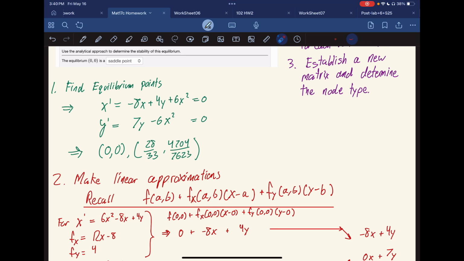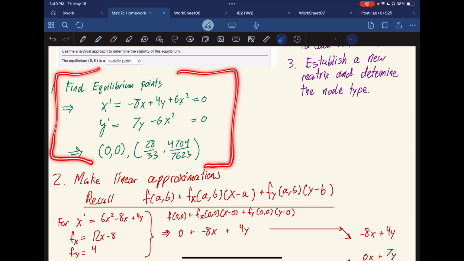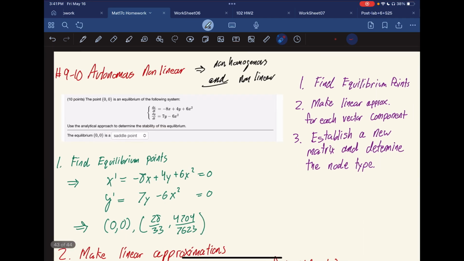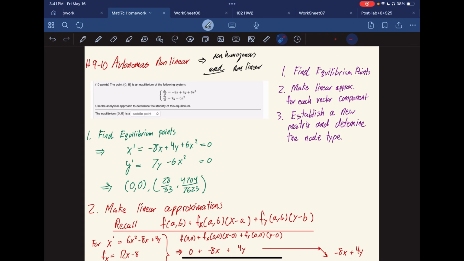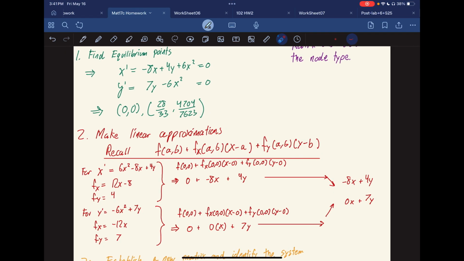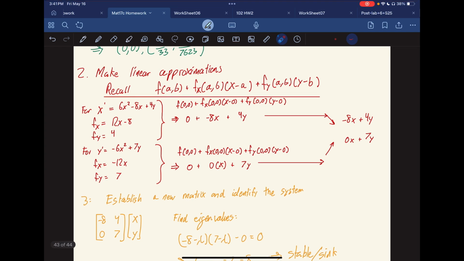So here's number one, step one, equilibrium points. I found 2: 0, 0, and this big, annoying point. If you read very closely, it tells you the point 0, 0 is an equilibrium of the following system. I did not read very carefully, so I did more work than I needed to, but it's good practice nonetheless. Once you've done that, you can make your linear approximations.